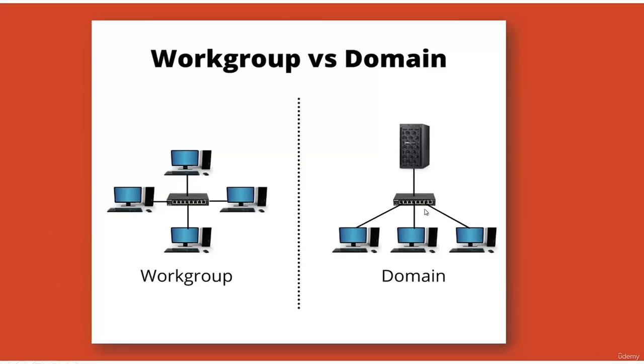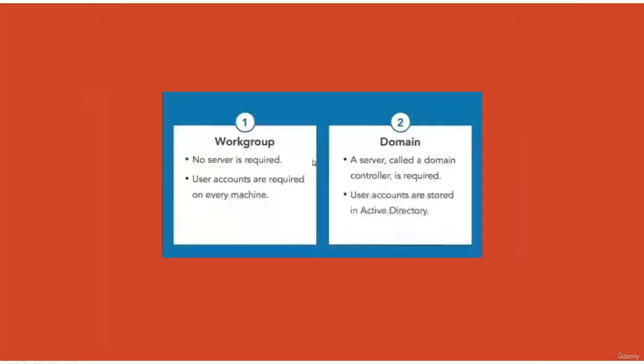In the domain model, these are centralized. I can create a user, or change settings or anything, and I can manage a whole network from this single server using this Active Directory server. So this is the Active Directory service, also called the domain controller. So what is the difference between workgroup and domain?